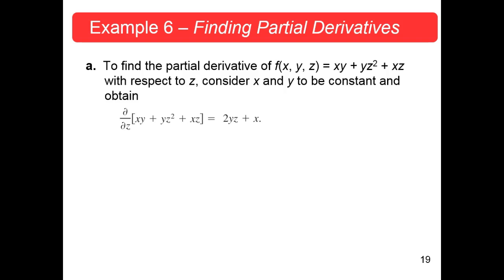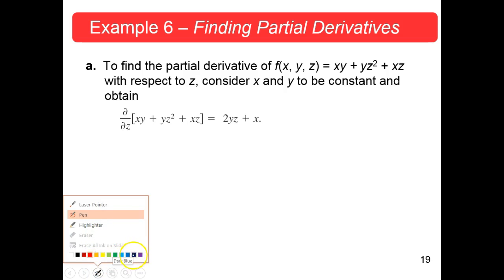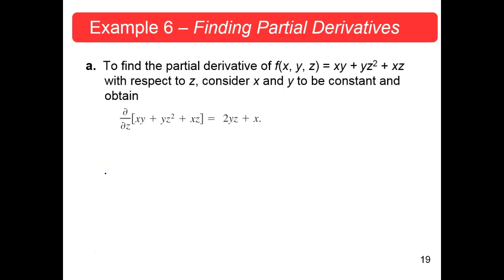To find the partial derivative of f, which is a function of 3 independent variables, xy plus yz squared plus xz, with respect to z. In this case, we consider both the x and the y to be constants to get the derivative with respect to z, the partial with respect to z. So the partial, and that symbol represents partial derivative, the little curly d rather than the regular d. Regular d would be a plain derivative, which is of one variable only. This is partial with respect to z.